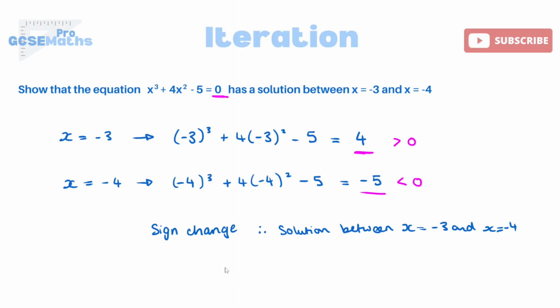You could also say that. One answer is positive, one answer is negative, therefore solution between x is this and x is that. That's fine. So those are your 2 marks. Really straightforward, just memorize that that's what you need to do.